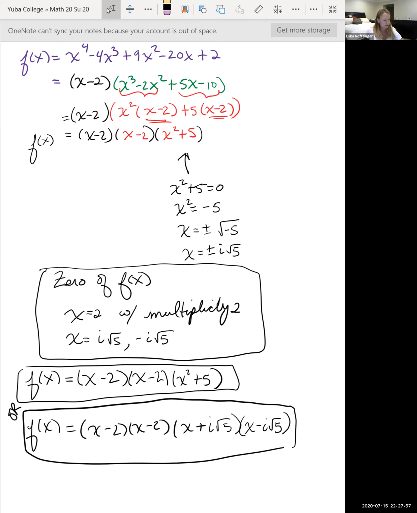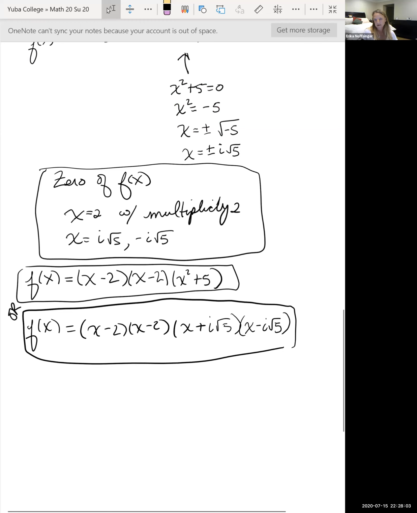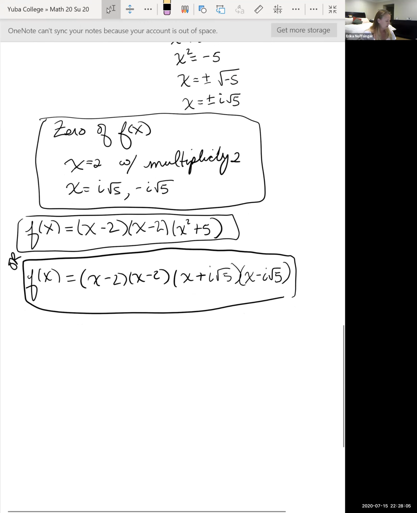We didn't actually, you should be able to graph rational functions. You should be able to find your asymptotes. You should be able to find holes if there are holes when graphing the rational function.